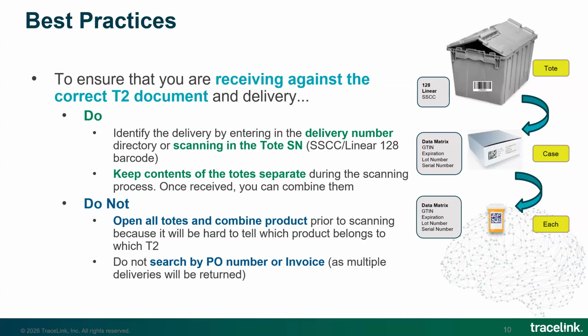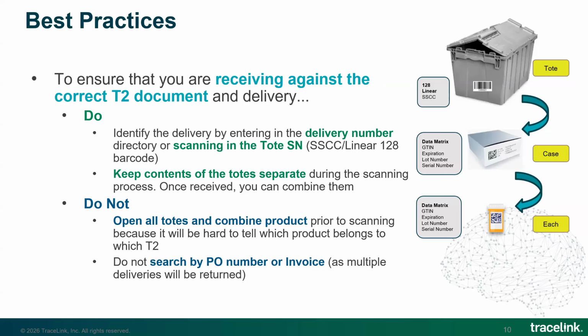And you still can search by PO, but typically if you search by the PO, you may end up seeing multiple deliveries that occur in TraceLink, just the way it was sent by the supplier. So then you have to make sure that you are picking the correct delivery number to receive against. So that's why we recommend specifying the delivery number first to make sure you have the correct delivery and T2.